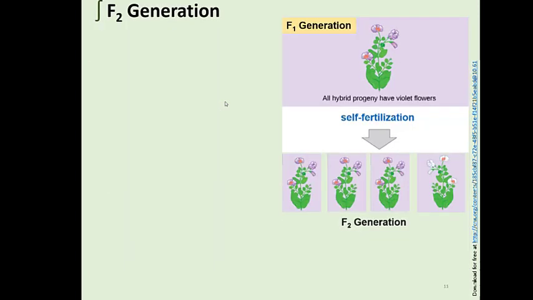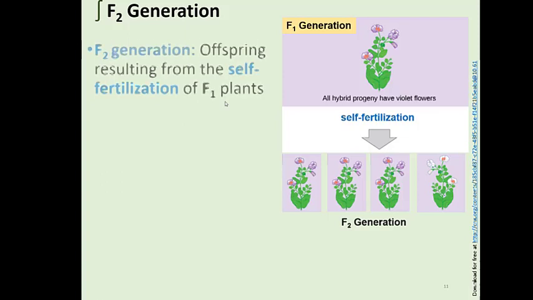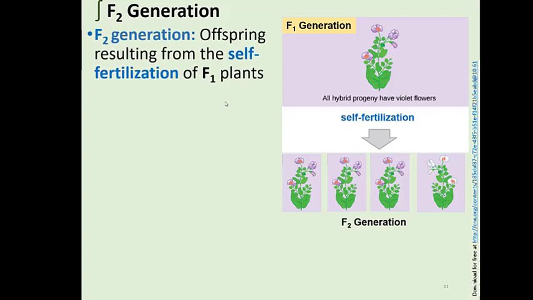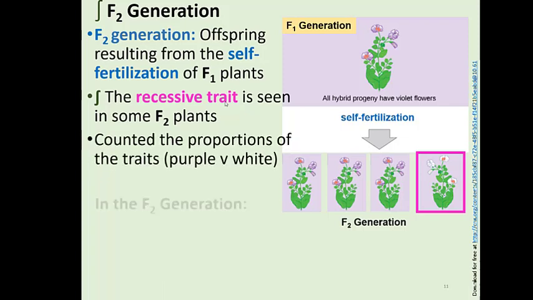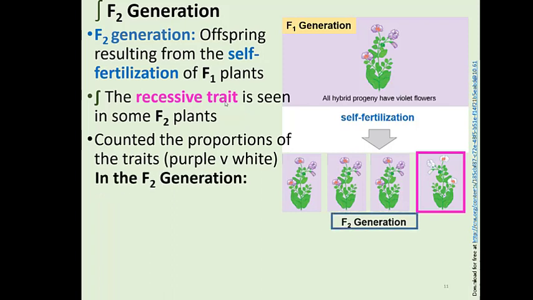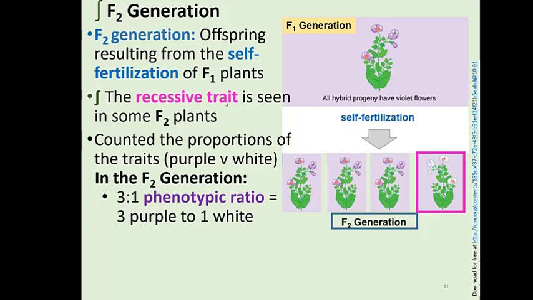Now the F2 generation is where he took the F1 generation and self-fertilized them. And what we see is the recessive trait comes back. So now we see both purple and white plants. And then he counted the proportions of those traits. And what he found was that there was a 3-to-1 phenotypic ratio. Phenotypic means, what do I see?